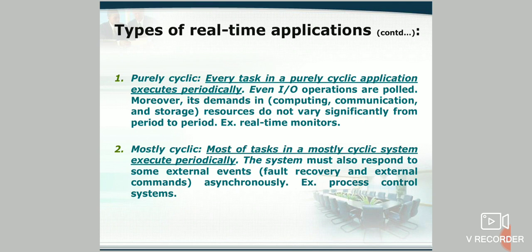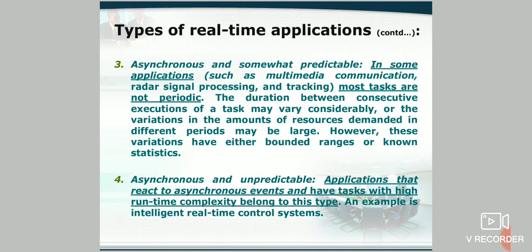Next is the mostly cyclic. Mostly cyclic means most of the tasks in this kind of application are executed periodically, not each of the tasks. The system must also respond to some external events like fault recovery and external commands asynchronously. Process control systems come into the category of mostly cyclic, because most of the tasks are executed periodically.